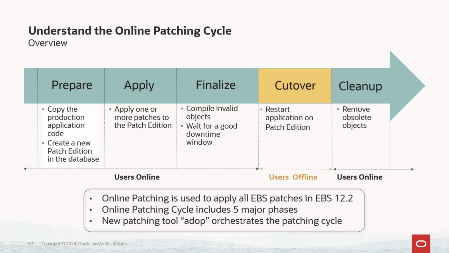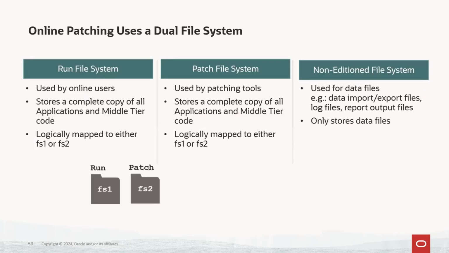With 12.2, we introduce a new patching tool called ADOP that orchestrates the progress through those 5 phases. So not surprisingly, online patching does rely on a dual file system that's new with 12.2. So you'll be installing file system 1 and file system 2.